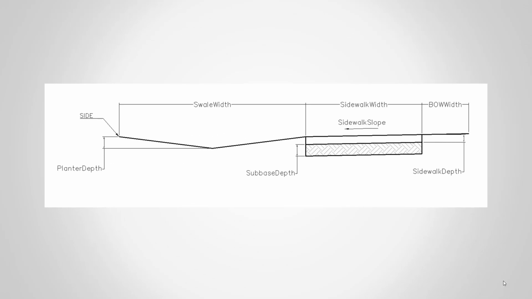So as we get into Subassembly Composer, we're going to first look at the input and output parameters, some of the main components of it, and where you spend the bulk of your setup time in creating the parameters. So as you can see here for our subassembly, we have things like a swale width, a planter depth, subbase depth, sidewalk slope, sidewalk width, and the back of the sidewalk width. So those type of things that we have to input into Subassembly Composer.